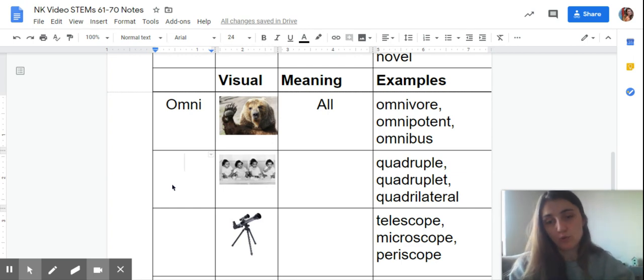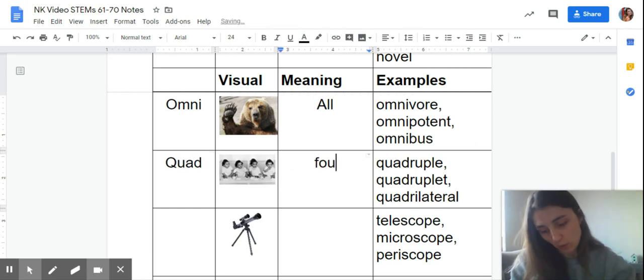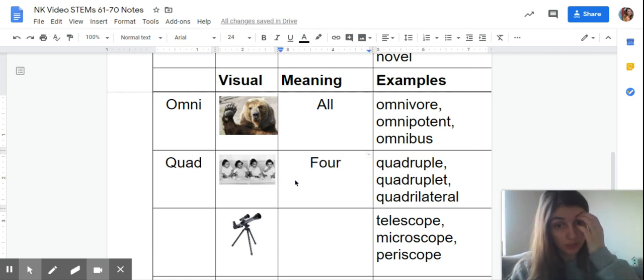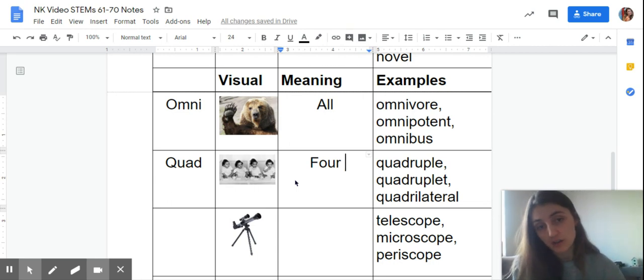Then we have quad. This one's pretty simple. Quad means four. Quadruple, quadruplet, quadrilateral. You've definitely heard the word quadrilateral in your math class. Otherwise, you could be somebody who's a quadruplet of a family, which means that you have 3 siblings and together you make 4. So if you've ever heard of somebody being a quadruplet, that means there's 4 of them.